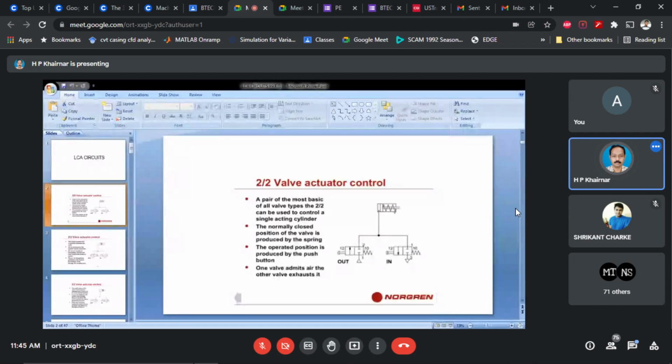But firstly, have you understood the functioning of this 2 by 2 valve? It is very easy. The symbols, the airflow that is taking place from one port to another port. Now these are basic circuits. Using these basic circuits, you can form further complicated circuits to have different complicated applications later on.